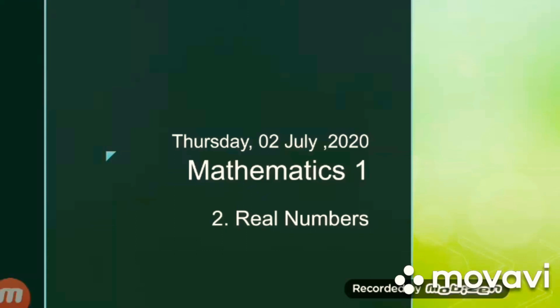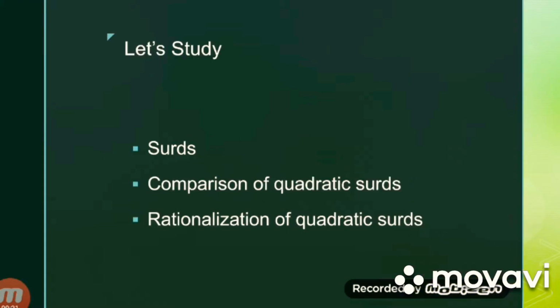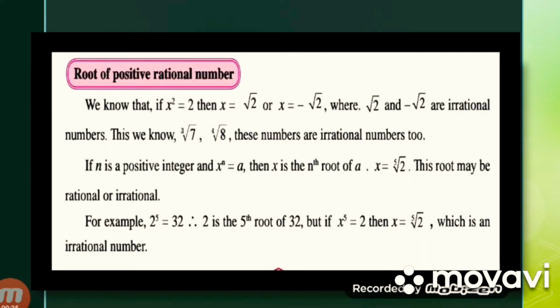Hello students, today in Mathematics Part 1 we will study Chapter 2 Real Numbers. Let us study surds, comparison of quadratic surds and rationalization of quadratic surds. Root of positive rational number.